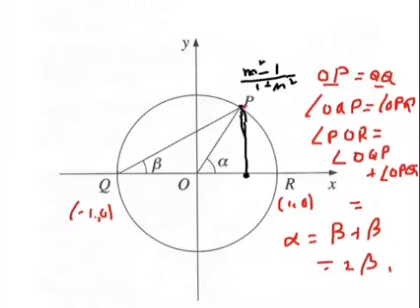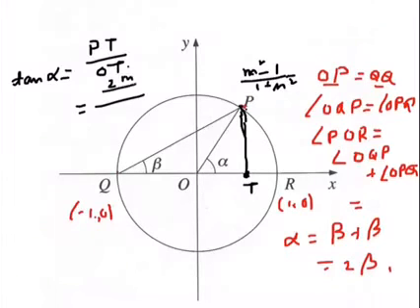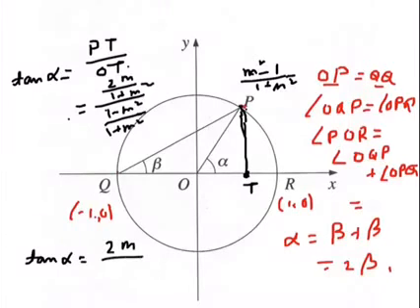So if I go back to this one, tan alpha will be, if I call this point T or something, PT over OT. Now OT will be the x value and PT will be the y value. So this will be 2m over 1 plus m square, and this one will be 1 minus m square over 1 plus m square. So basically after that this will get cancelled, so tan alpha will become 2m over 1 minus m square, because 1 plus m square is getting cancelled. So that's tan alpha.